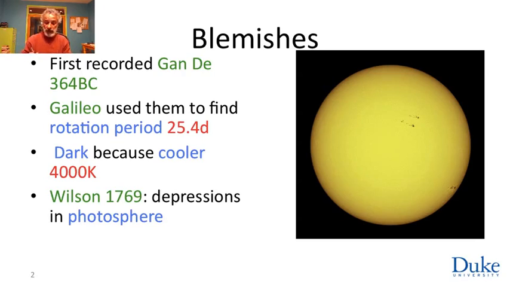And if you remember that the sun is approximately 100 times the radius of Earth, then the typical size of a sunspot is about the size of Earth. And it was the observation of Wilson in 1769 that, by watching the behavior of sunspots as they approach the edge of the visible disk of the sun, they're in fact depressions in the solar surface.